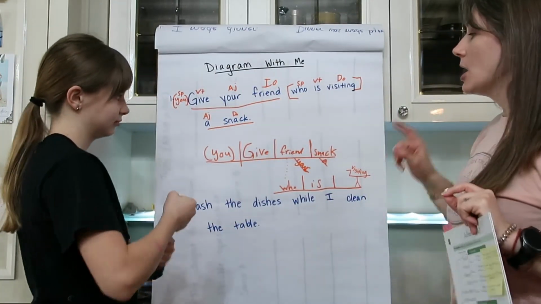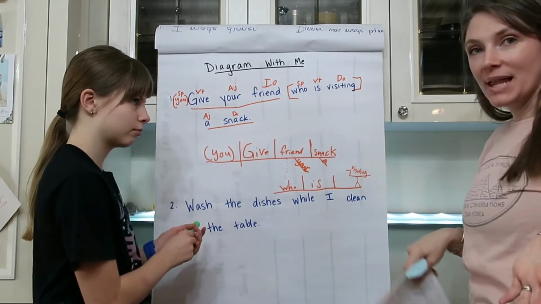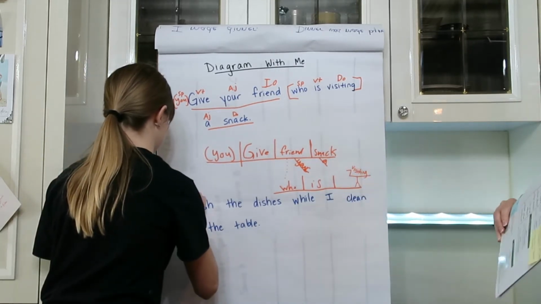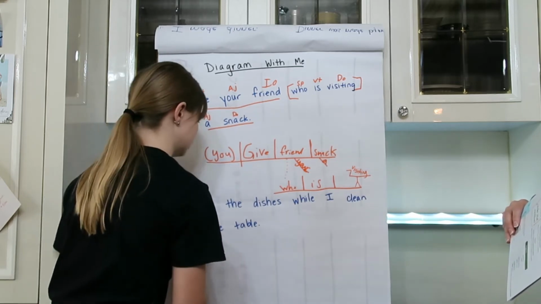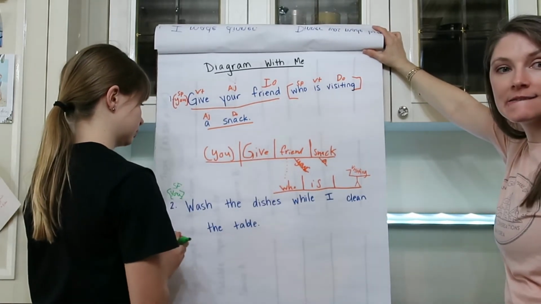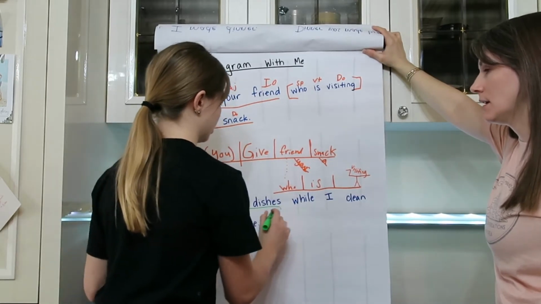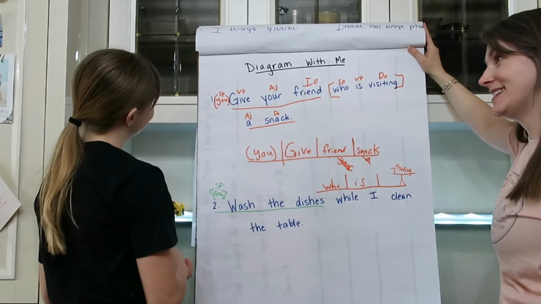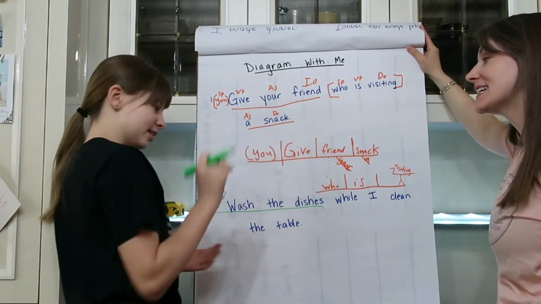Okay, the next one. Wash the dishes while I clean the table. You, implied you. But what do we do? You have to do that first, but what do we do first? What's our first step in our question confirmation? We're going to identify something. What are we identifying first? Wash the dishes is our independent clause. Good.